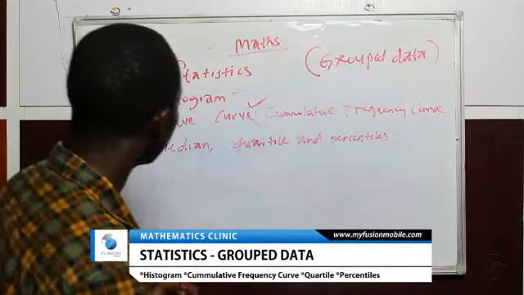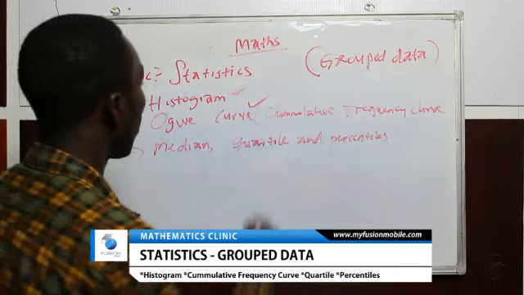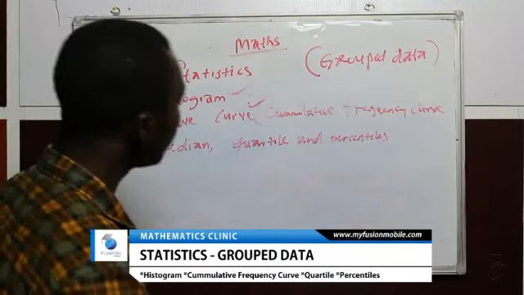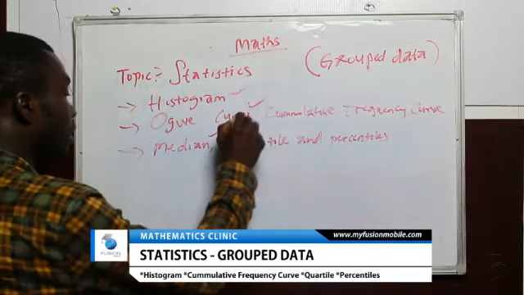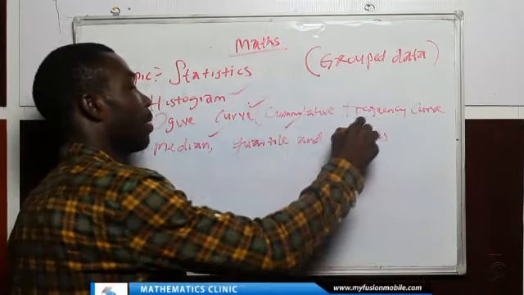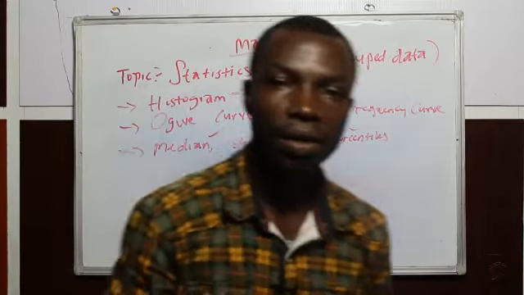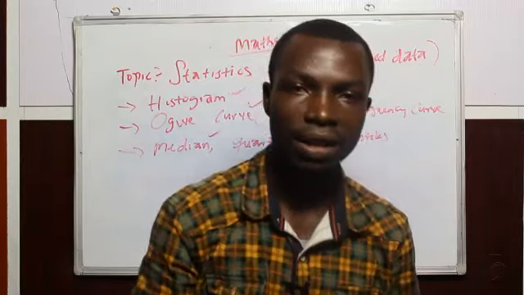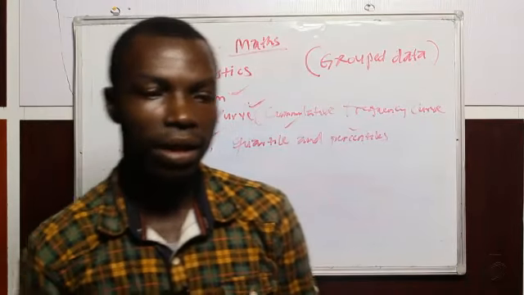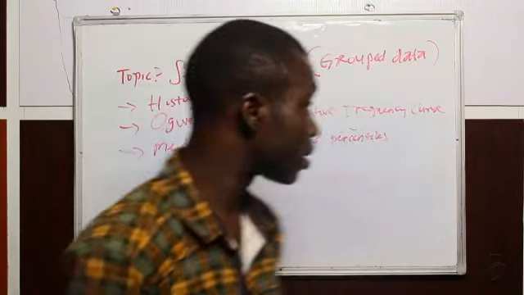Now, histogram, ogive curve, which is also called cumulative frequency curve, and median, quartile, and percentile. These are what we are going to be solving in this topic, that is the grouped data of statistics. Now let us move on to what is histogram.